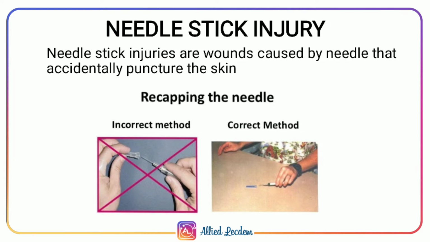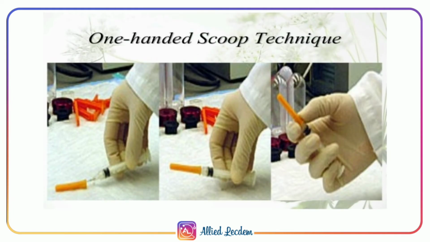If we use the wrong method for recapping, needle stick injury occurs. This is an incorrect method and this is a correct method. Incorrect method: it is extremely dangerous to hold a needle in one hand and attempt to cover it with a small cap held in the other hand. That's the incorrect method. The one-handed scoop technique is the correct method for recapping the needle.